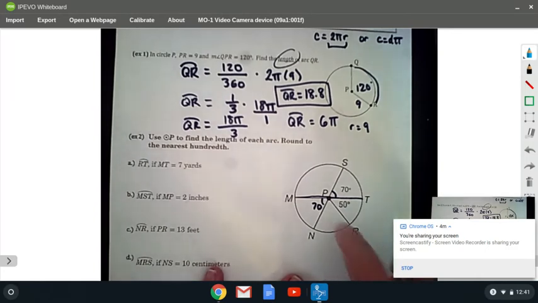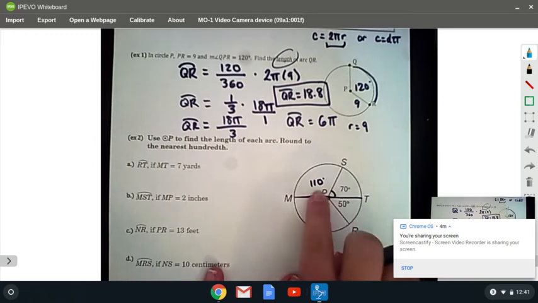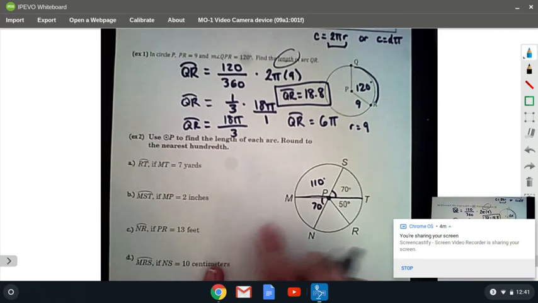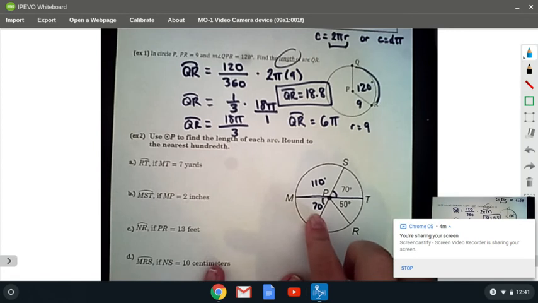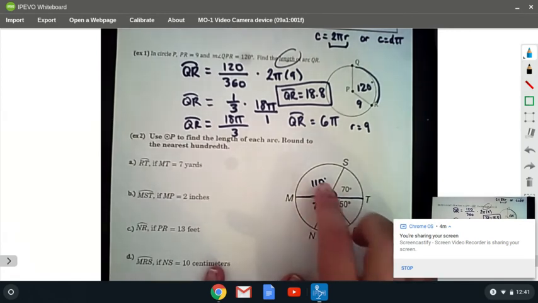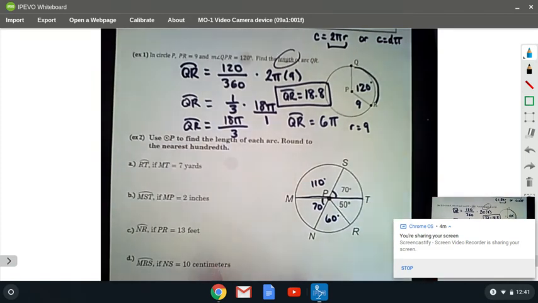Okay, that's one piece. And then now let's use the fact that we have semicircles. So MTS is a semicircle. So I know if that's 70, this should be 110 because those two should add to 180. I also know that this is 70. This piece should add to 110, so it adds to 180. Or basically, I can just do 180 minus 70, which is 110, minus 50, which would be 60.